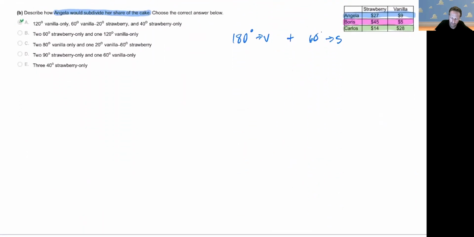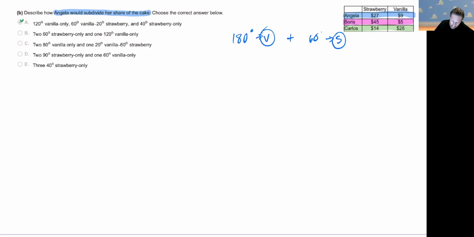which now gets into what Angela should do with her remaining piece. And so I wrote it down here. She has the 180 degree vanilla plus 60 degree strawberry part. And so how should she subdivide hers into 3 equal parts? Well, it's not as easy because she doesn't have the same, she has both vanilla and strawberry parts.